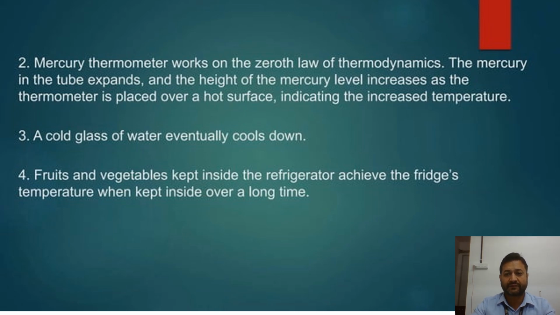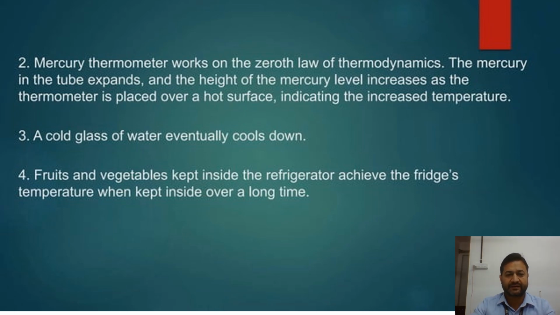In a mercury thermometer, the height of the mercury level increases, and this increment is because of the increase in temperature. So it suggests that the temperature rise depends on the height to which the mercury is raised inside the mercury section. In the same manner, a cold glass of water eventually cools down.